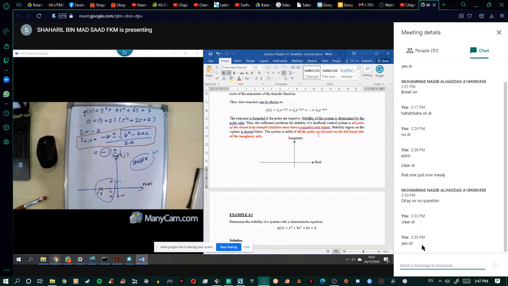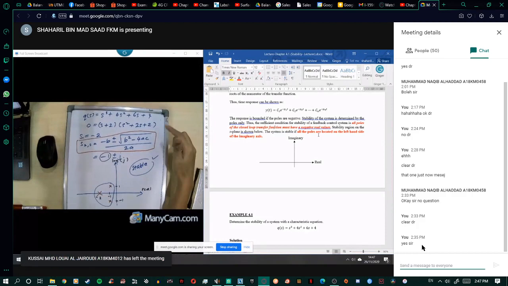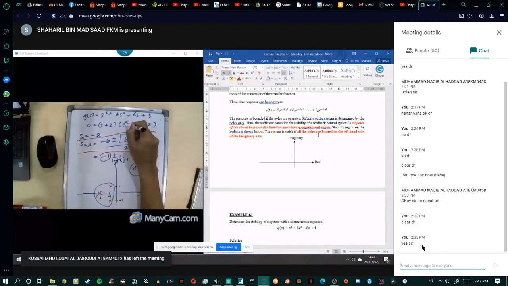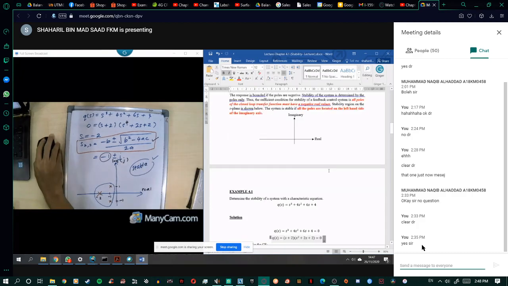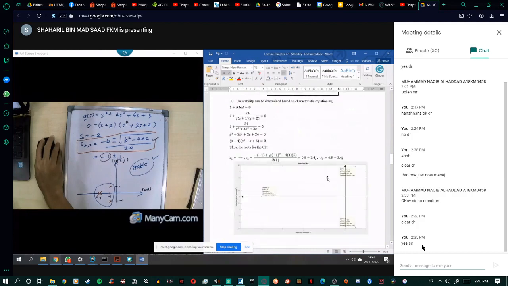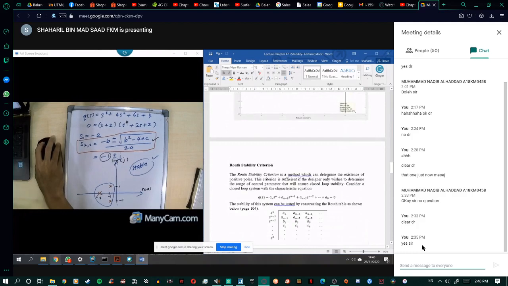Good, so done. However, if you only have a simple equation, only s power of 2, you can use this formula, right? If you have an equation that is maybe s power of 4, can you use this formula? It's very difficult, right? Yeah, it's very difficult. So that's why on the next slide, it will show you there is one method. We call it the root stability criterion.